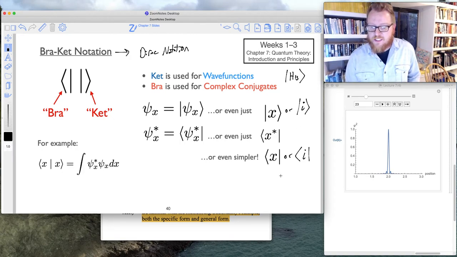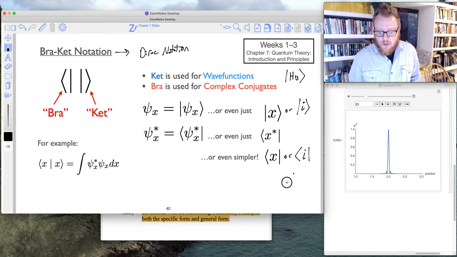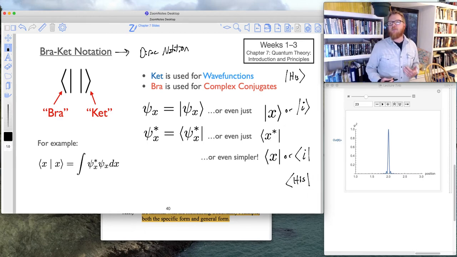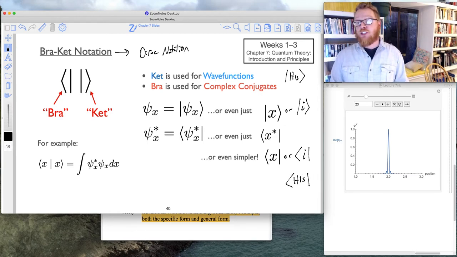Or back to this other example: if I wanted to talk about the complex conjugate of the hydrogen 1s orbital, I could throw that in a bra, hydrogen 1s, and that tells me I'm dealing with the complex conjugate of the hydrogen 1s orbital.